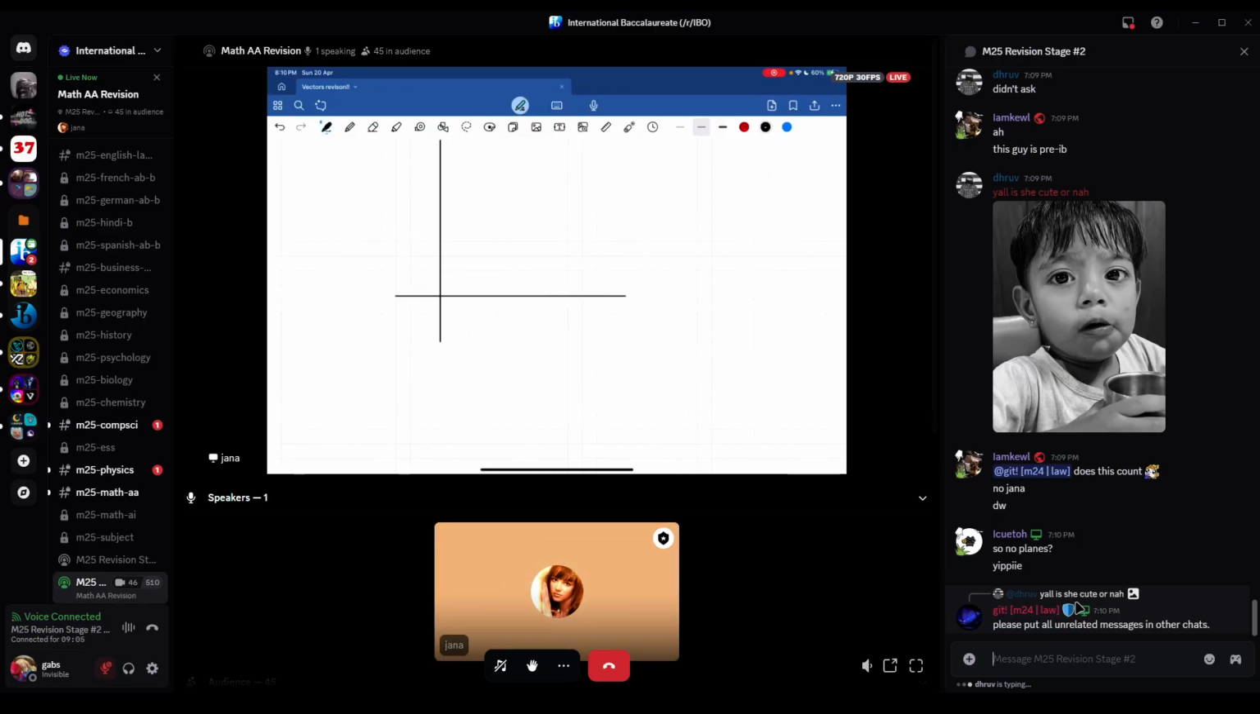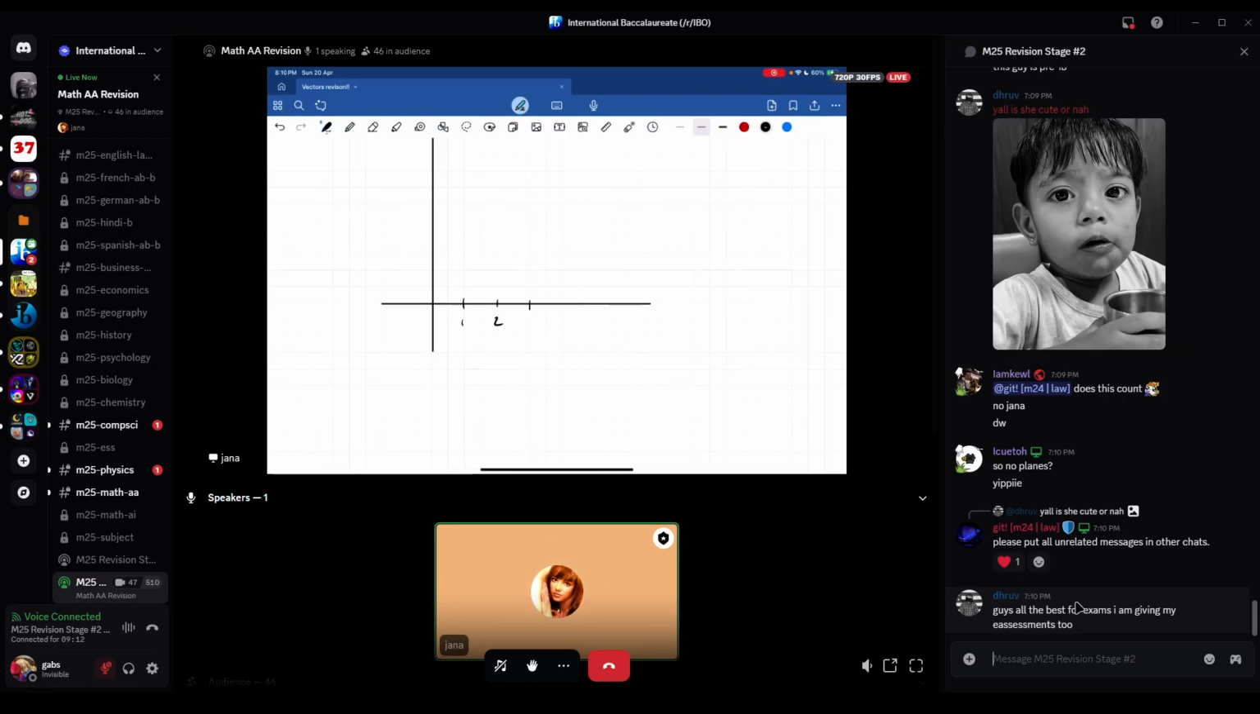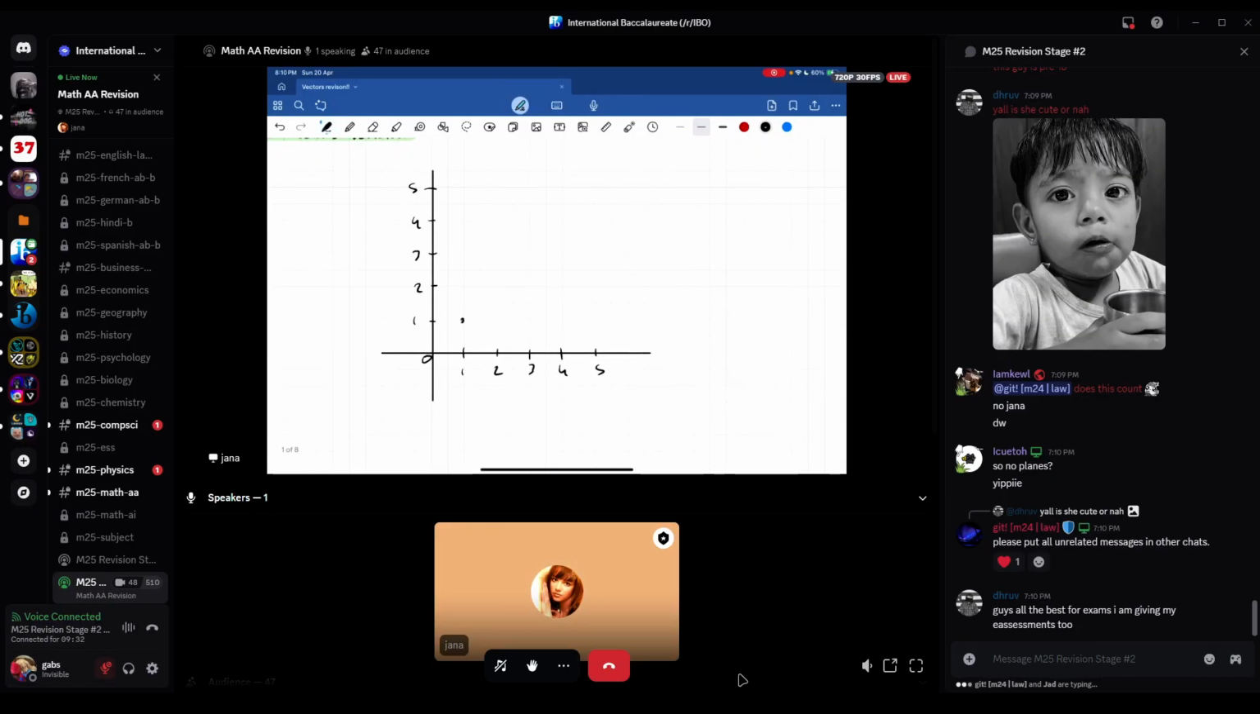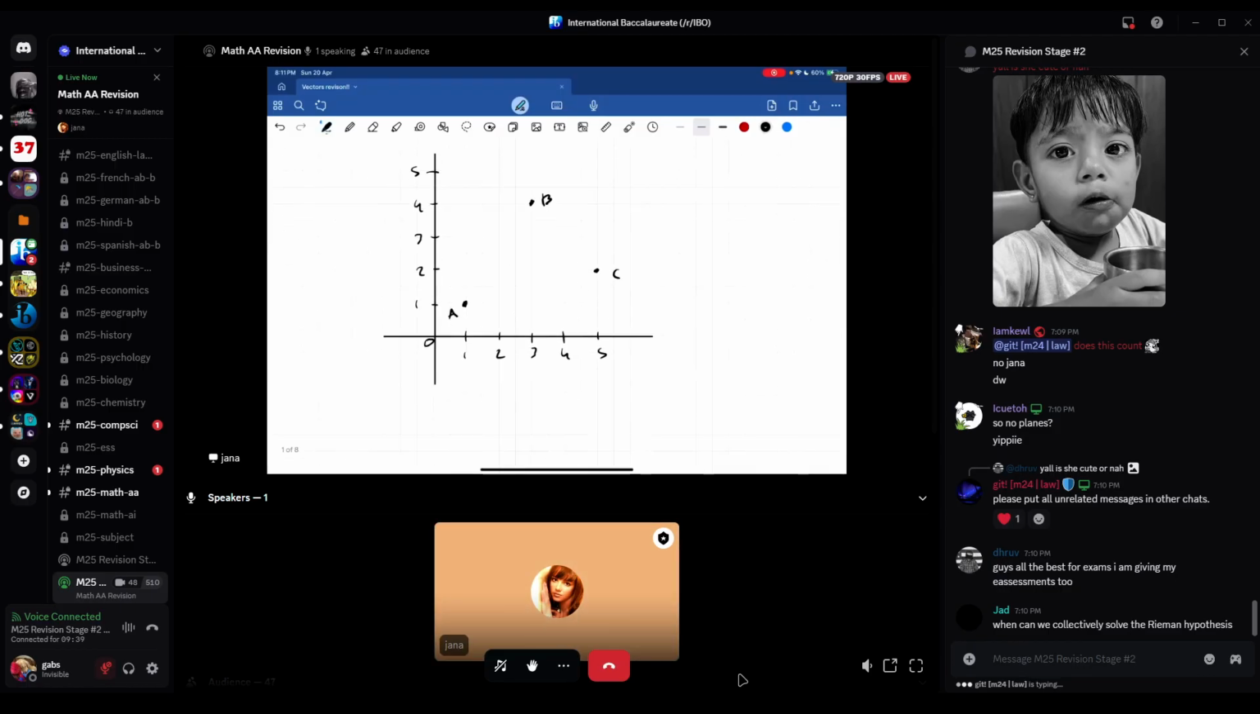So, we have 1, 2, 3, 4, 5, and 1, 2, 3, 4, 5, 0. That's not properly spaced out. Now let's say we have point A over here. We have point B like here, and we have point C like over here.